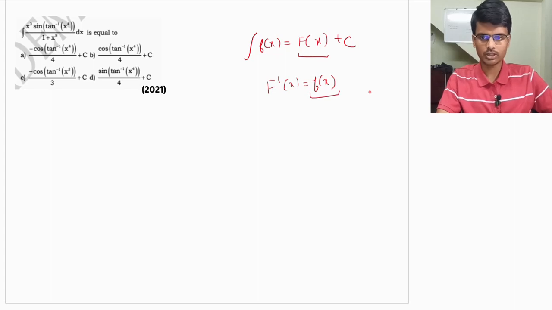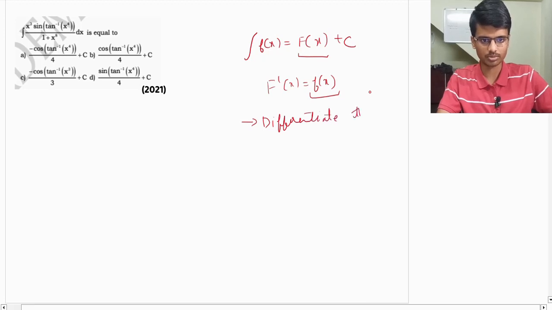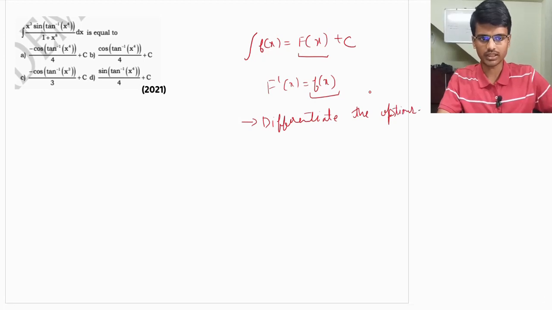So while solving questions of indefinite integrals, one thing we can do is differentiate the options. Let me write it down: differentiate the options and check whether they match with the given integrand. If they match, we can directly say that that is the answer. Okay, this is one technique.